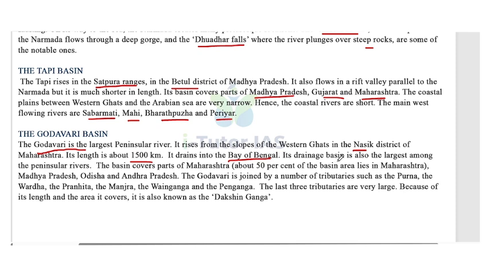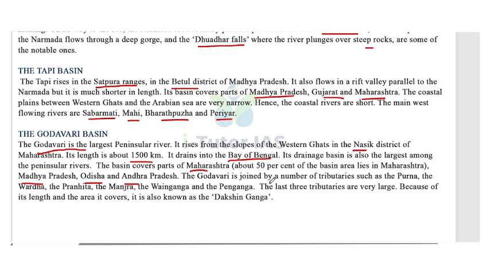Its drainage basin is also the largest among the peninsular rivers. The basin covers parts of Maharashtra, that is, about 50% of the basin area lies in Maharashtra. Then Madhya Pradesh, Odisha and Andhra Pradesh. Okay, so the basin covers Maharashtra, Madhya Pradesh, Odisha and Andhra Pradesh.